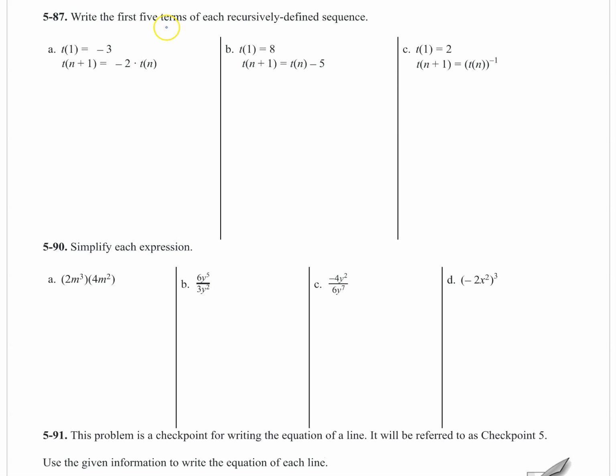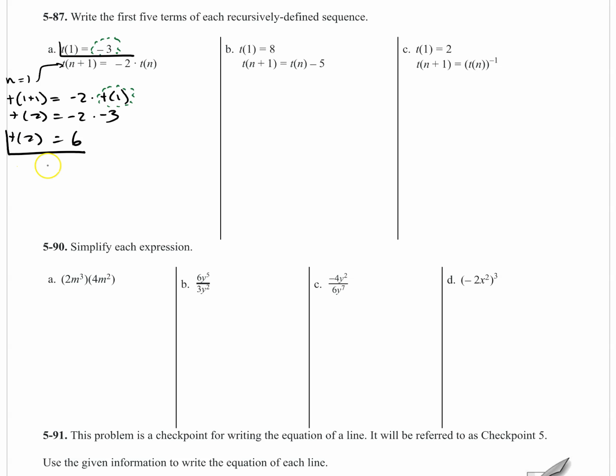5-87. Write the first 5 terms of each recursively defined sequence. So let's start with A. Let's try plugging in n equals 1 to this equation. I get t of 1 plus 1 equals negative 2 times t of 1. So t of 1 plus 1, that's just t of 2, and that's equal to negative 2 times t of 1 is just negative 3. So t of 2 is equal to 6.